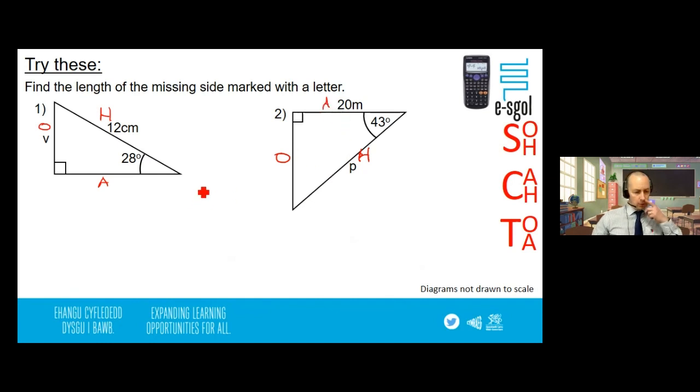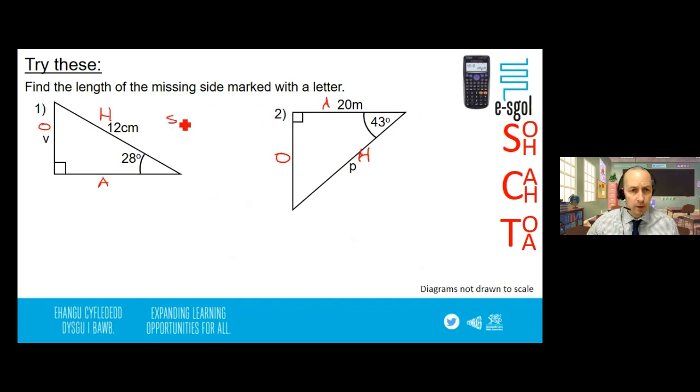Okay, so let's have a look what trig function I'm going to use for each question. So is it going to be sine, is it going to be cos, or is it going to be tan? Right, so this one, I'm finding this side I've labeled with a V. So side V, which is the opposite side, and I've been given the hypotenuse. So for this question, I'm going to be using sine.